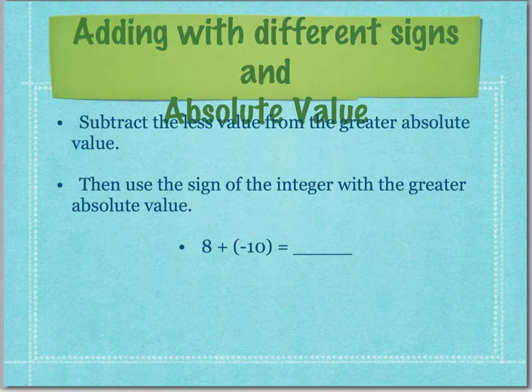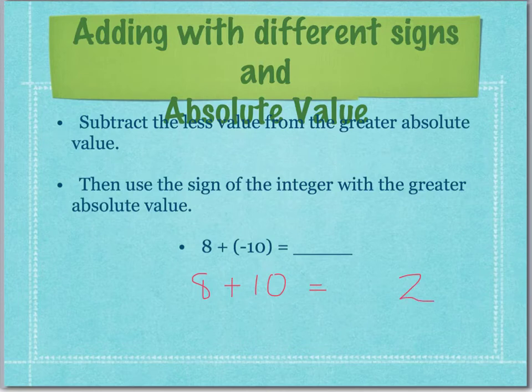Okay, adding with different signs and absolute value. Same as before, you're going to find the absolute value of each of the 2 integers. So the absolute value of 8 is 8, and the absolute value of negative 10 is 10. Next step is to subtract the lesser value from the greater absolute value. So the greater absolute value here is 10, so we're going to take 8 away from 10, which is going to give us 2.